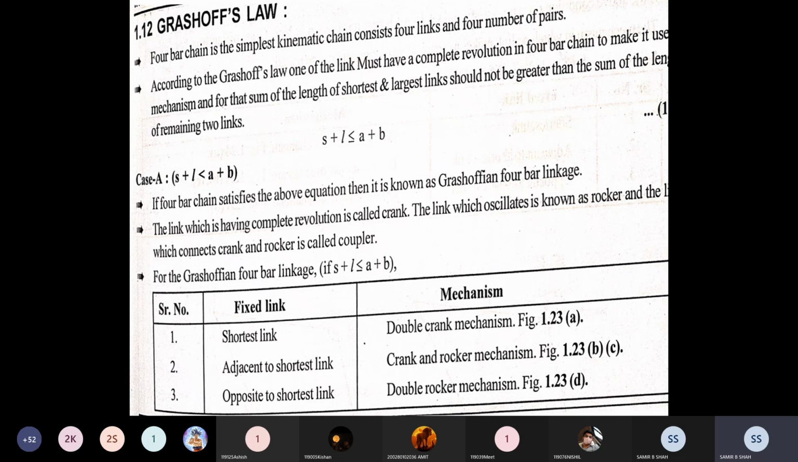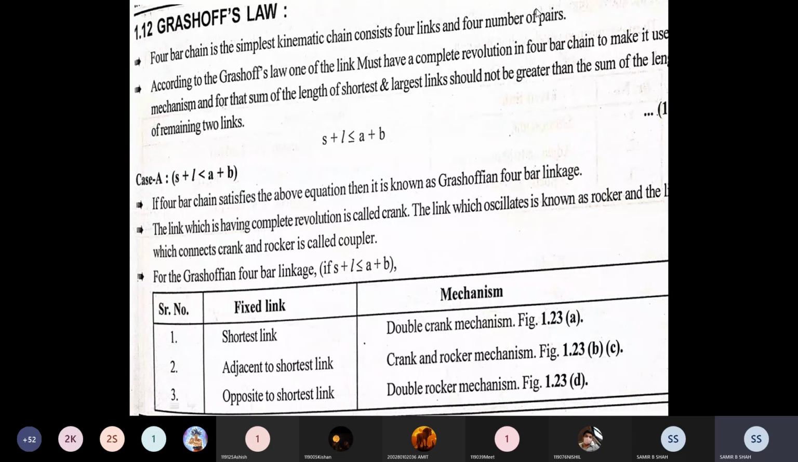Now let's talk about Grashof's law. The four-bar chain is the simplest kinematic chain, which consists of 4 links, right? Why is it called a four-bar chain? Because it consists of 4 links and 4 pairs. Okay, 4 links and 4 pairs.